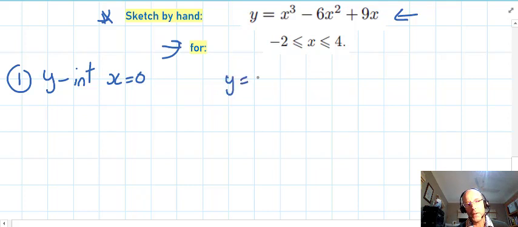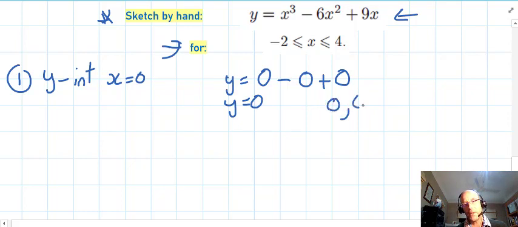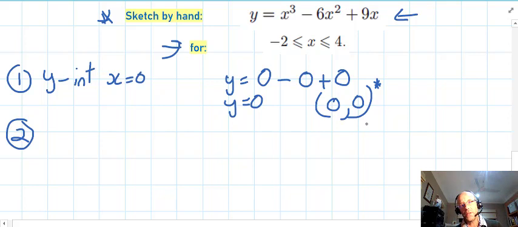It'll be y equals 0 cubed, which is 0, minus 6 times 0 squared, which is 0, plus 9 times 0, which is 0. How exciting. So y equals 0. So when x equals 0, y equals 0, and that means the y-intercept is the origin. Now, a little note here: this same result will pop up when we do the x-intercepts as well. So the origin is both an x-intercept and the y-intercept in this function. So it does two things.